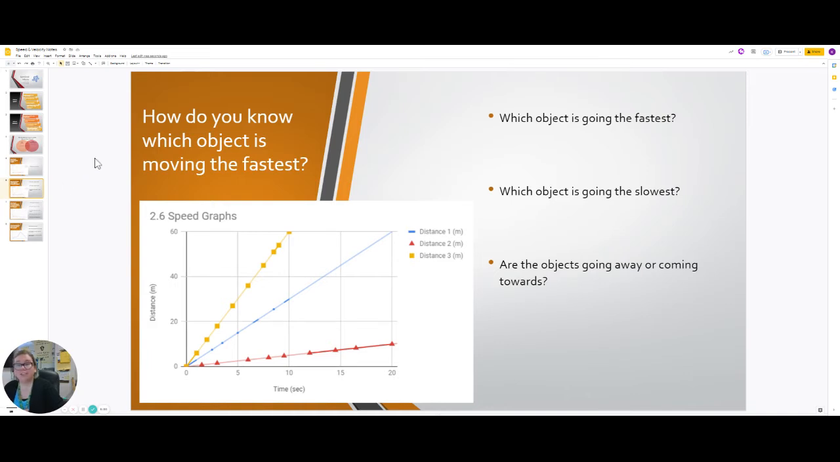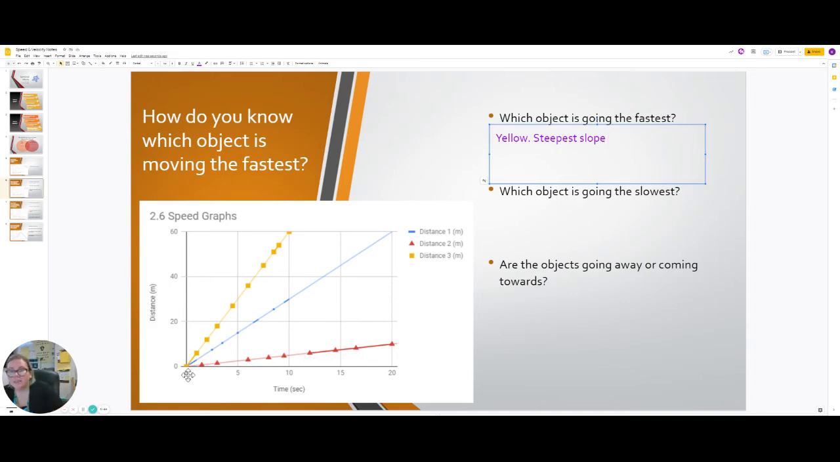So how do you know which object is moving the fastest? Again, we're looking at the same graph, with time on the x and distance on the y. Looking at our graph here, which object is going the fastest? You might have intuitively said that yellow is going the fastest. And the question then is why? Well, it's going the fastest because it has the steepest slope, right? If we have different slopes, it's got the steepest one. It's going up the most. That tells us that it's going to be the fastest.